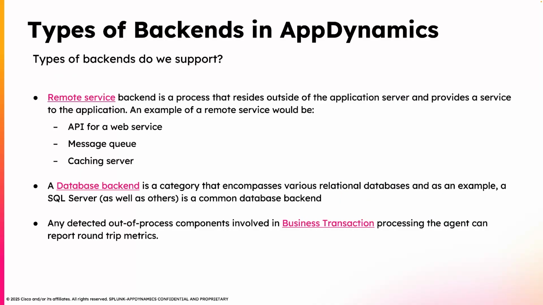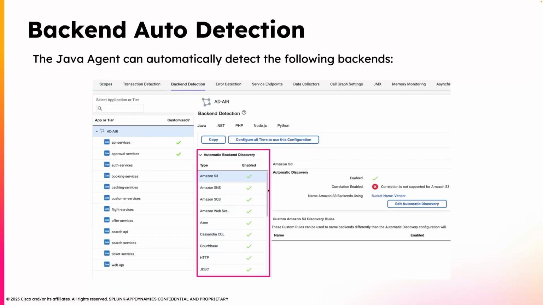Remote service is a backend that resides outside of the application service and provides a service to the application. An example of a remote service would be an API for a web service, a message queue, a caching server. A database backend is the next type of backend that we support. It's a category that encompasses various relational database types, SQL and others, and is a very common backend type. Any detected out-of-process component involved in a business transaction processing, the agent can report round-trip metrics and will mark it as a backend.